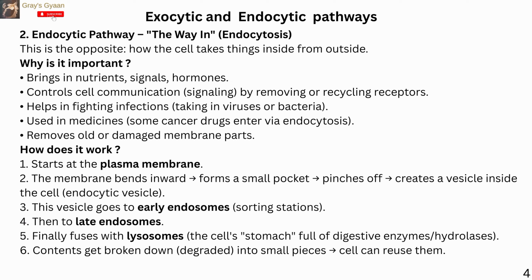How does it work? 1. It starts at the plasma membrane. 2. The membrane bends inward, forms a small pocket, and pinches off, creating a vesicle inside the cell, the endocytic vesicle. 3. This vesicle goes to early endosomes, sorting stations, then to late endosomes. And finally fuses with lysosomes, the cell's stomach, full of digestive enzymes or hydrolases. 6. Contents get broken down into small pieces, and the cell can reuse them.